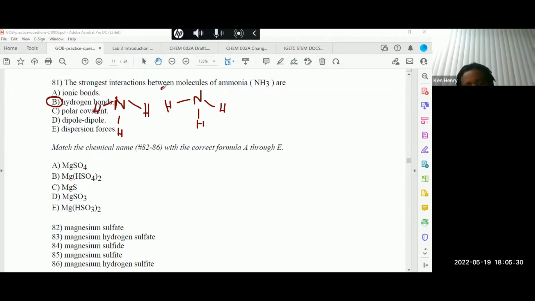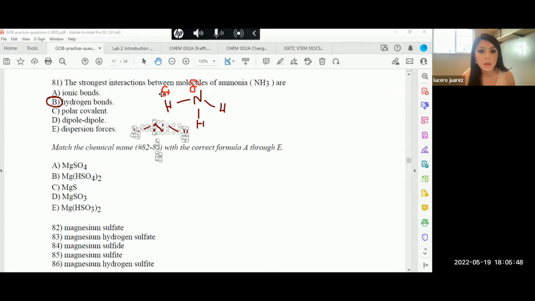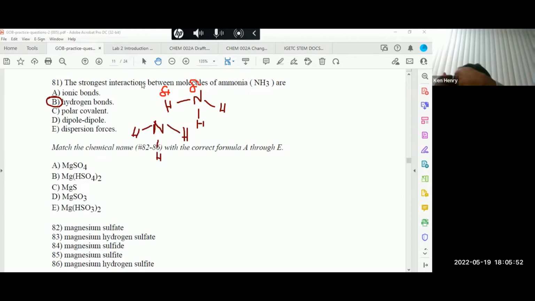So this guy's going to be partially positive. This guy's going to be partially negative. So then this guy's going to orient itself so that the nitrogen bond there. And so they interact, kind of like a fist bump.